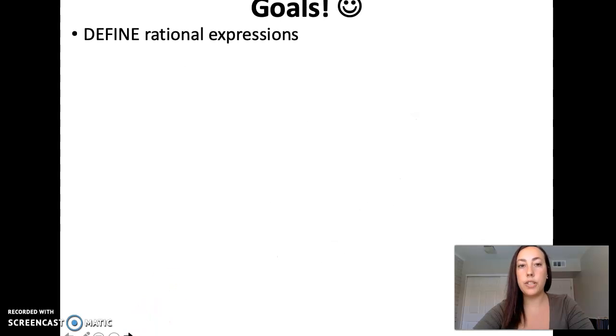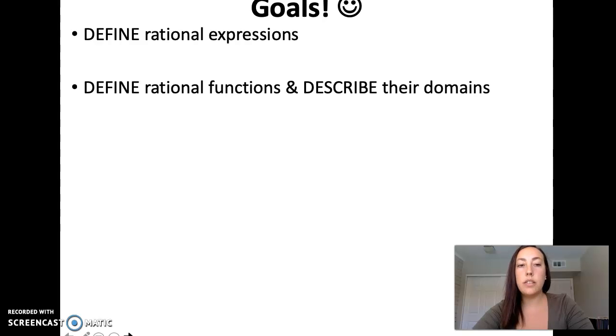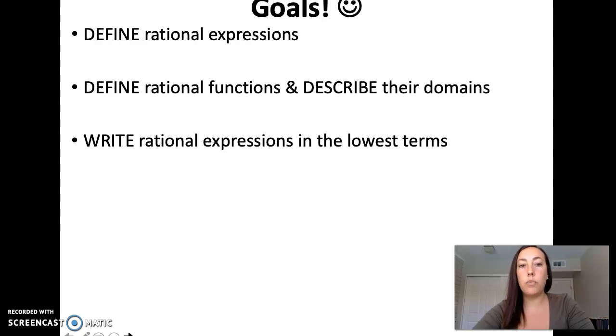So our goals for today are to define what a rational expression is, because this is kind of our first time using them this year. Define rational functions and describe their domains, and then write rational expressions in lowest terms, and also multiply them.